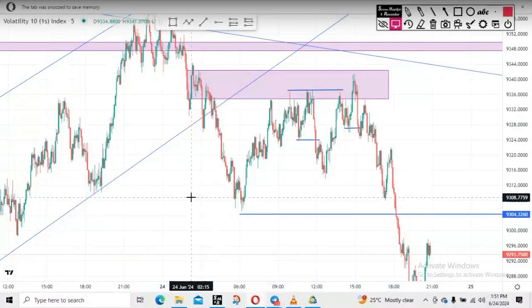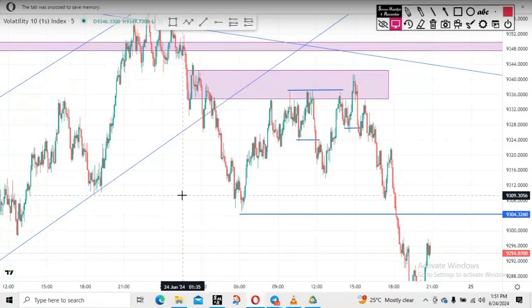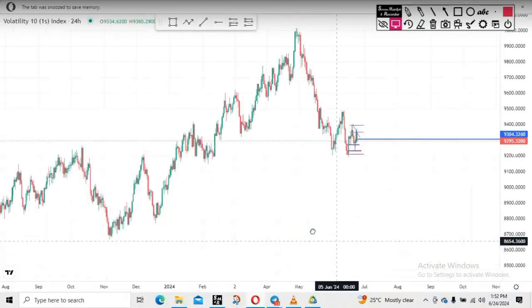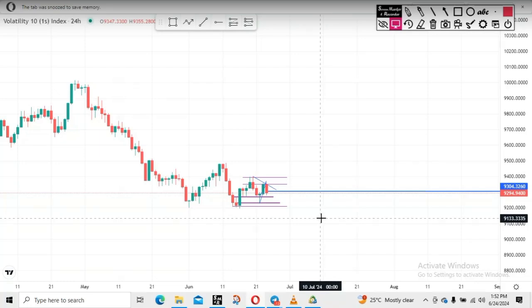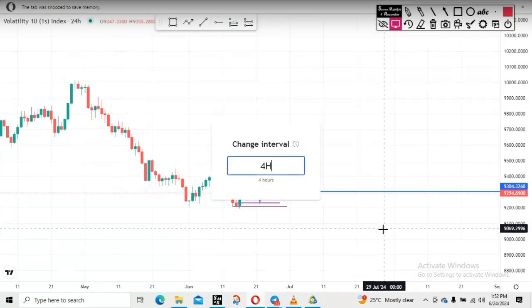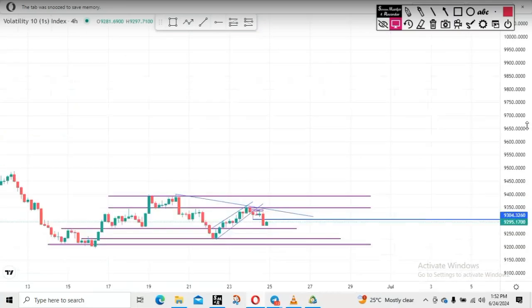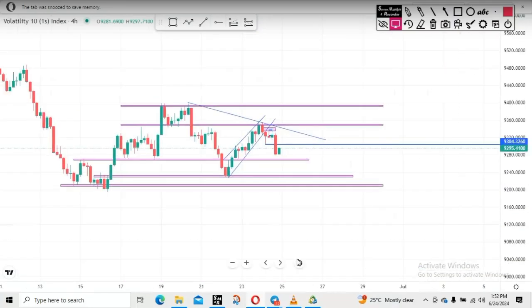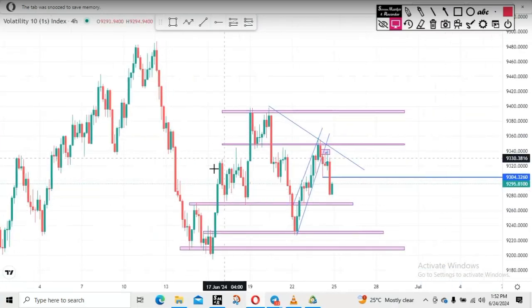So let me recap. Number one, the first thing you do is go to your daily time frame and mark the key levels, like the most recent high. That's what you should mark. Then the most recent low, that's what you should mark on your daily time frame. Then after that, you go to your 4 hour time frame and mark the key levels you find close to the current price level.